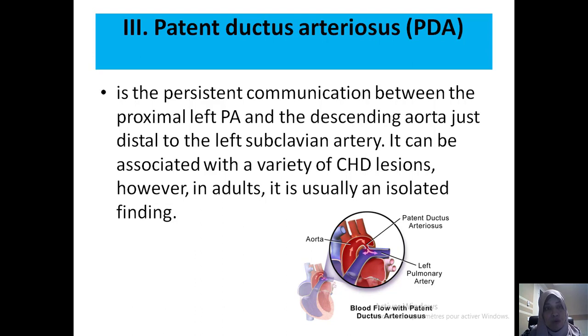Now, let's move to the third type of left to right shunt in adults. It is also a post-tricuspid shunt. It's the patent ductus arteriosus. It is the persistence of communication between the proximal left pulmonary artery and the descending aorta just distal to the left subclavian artery. It can be associated with a variety of congenital heart disease lesions. However, in adults, it is usually an isolated finding.